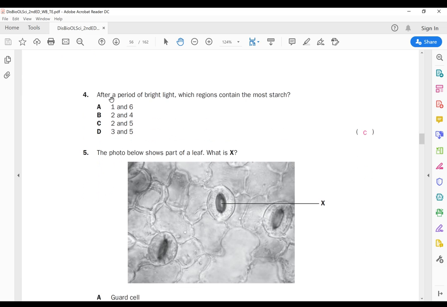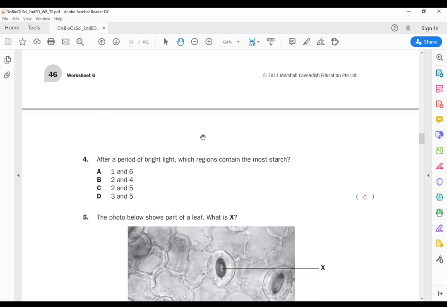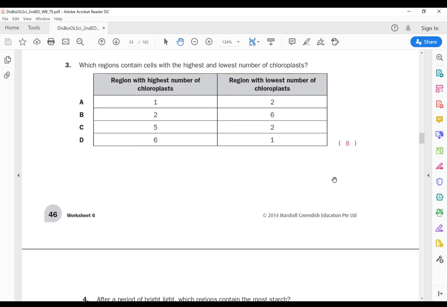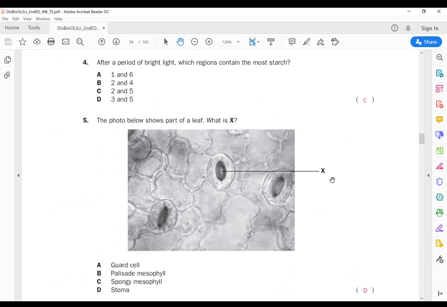Okay, after a period of bright light, which regions contain the most starch? So it will be 2 and 5, because 2 will be the palisade cells and this will be the spongy mesophyll cells. So both of them contain chloroplasts, so they will carry out photosynthesis, and then the glucose will be converted to starch. Take note, only plants have starch. Glycogen is for humans. So that's why the answer is C.